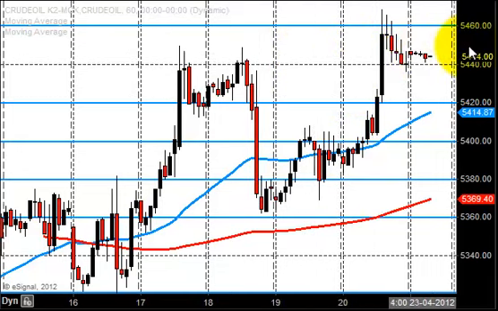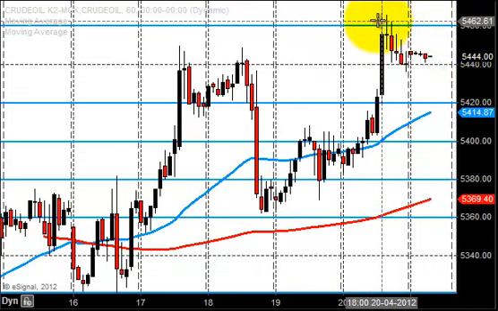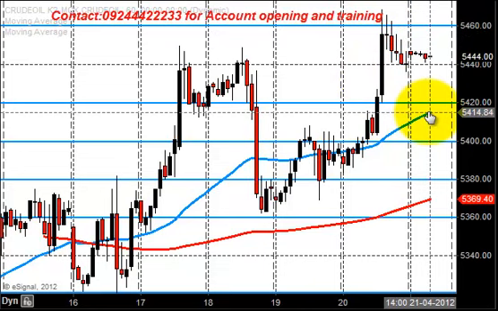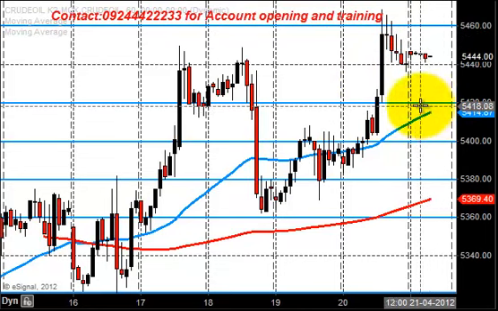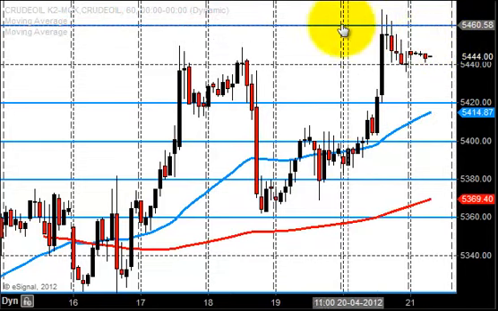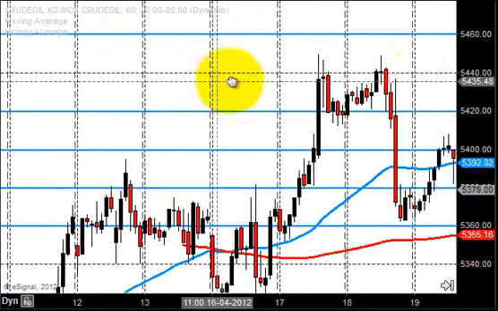So you can see this 5460. Why is this 5460 a major resistance, and what does this mean? And this 5420, how is it acting as a support and resistance? Let us see that. Just keep an eye on this 5460. Now we are going to move the chart backward.